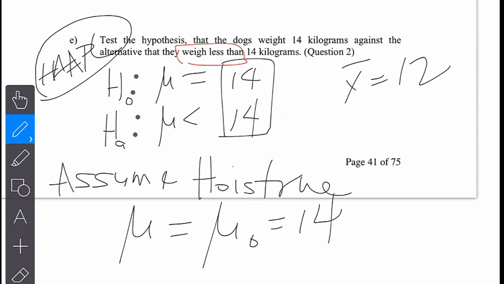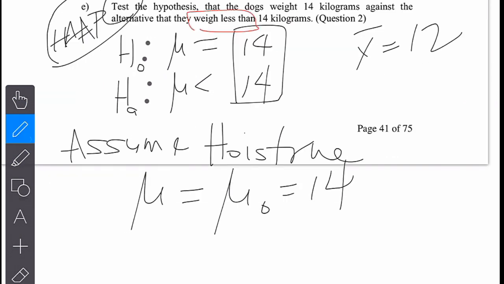And as a result, then, it is the case that when we assess the evidence, so when I solve problems where I don't have the population standard deviation and I have to use the t-test, I somewhat combine assume and assess, just because it gets really wordy otherwise. So we're going to assess the evidence.